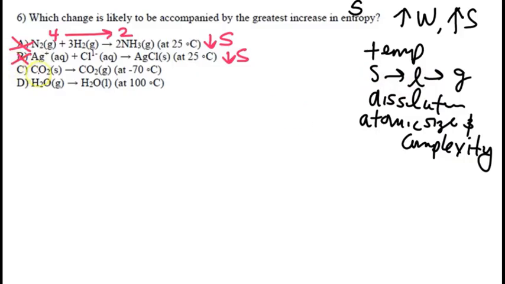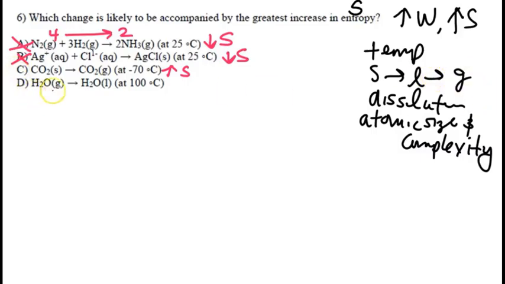For letter C, you have CO2 solid forming CO2 gas. So this is definitely a situation where we are increasing entropy. Again, based off of phase change. If we're going from a solid to a gas, we're increasing entropy, as we do going from solid to liquid and liquid to gas. So letter C is the contender.